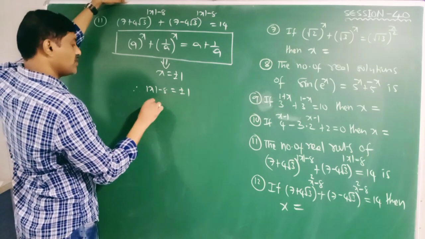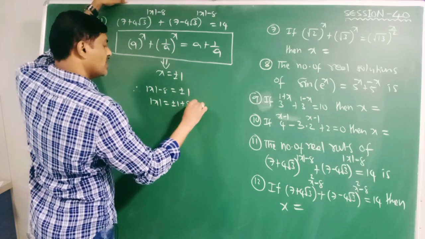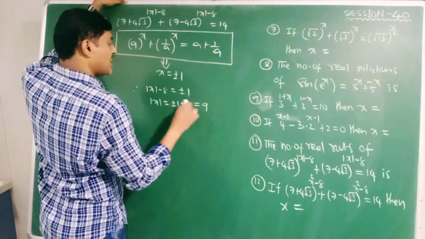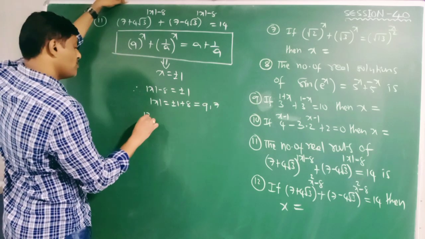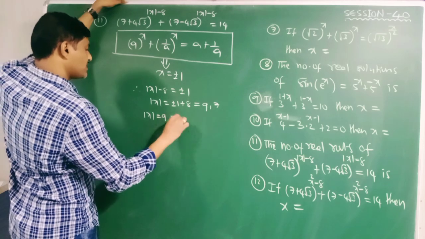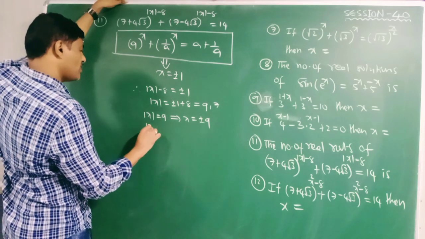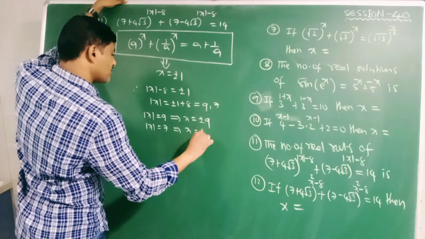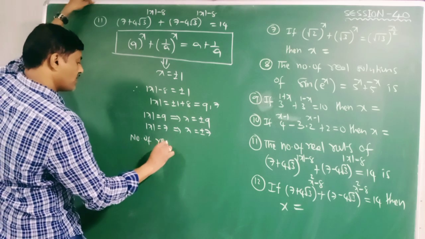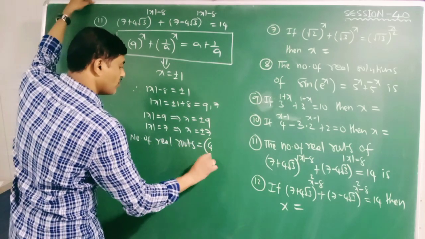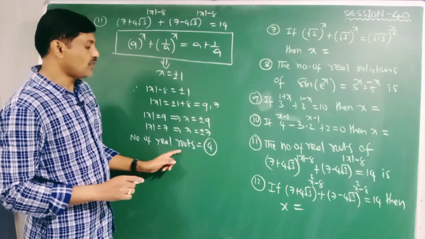Therefore |x| = ±1 + 8. Once you take positive, 1 plus 8 is 9, and if you take minus 1, plus 8 is clearly 7. Therefore |x| = 9 gives x = ±9, and |x| = 7 gives x = ±7. Now the number of real roots is 4: plus 9, minus 9, plus 7, minus 7.